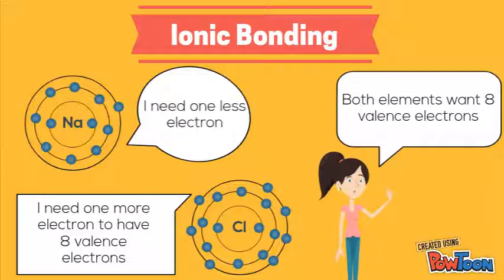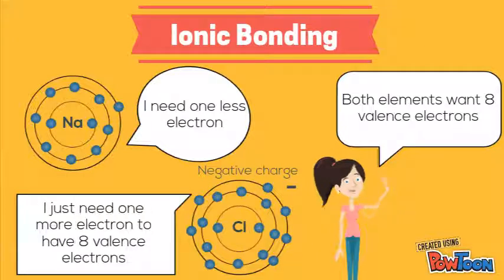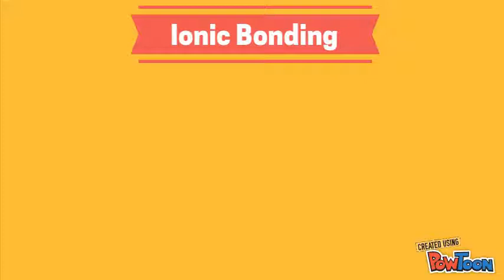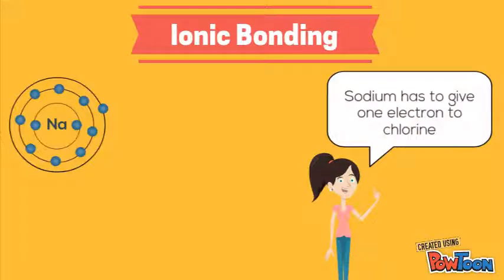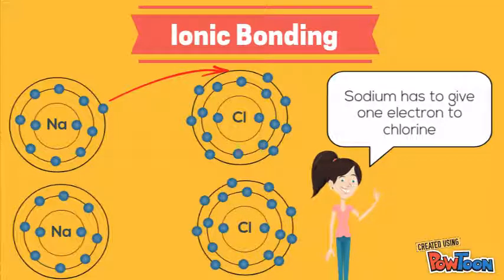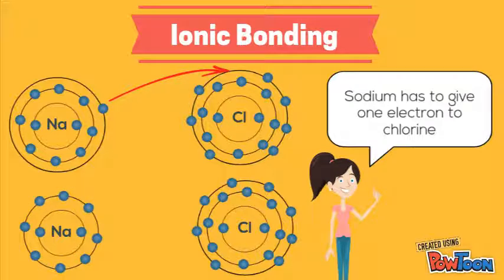This means that chlorine is negative since it has 1 less electron to have the perfect amount of electrons, and sodium is positive because it has 1 more electron than the perfect amount of valence electrons. So, to do this bonding, sodium has to give 1 electron to chlorine, and so now chlorine has 8 valence electrons. Sodium can get rid of the third empty energy level and will be left with 8 valence electrons from the second energy level that it has.